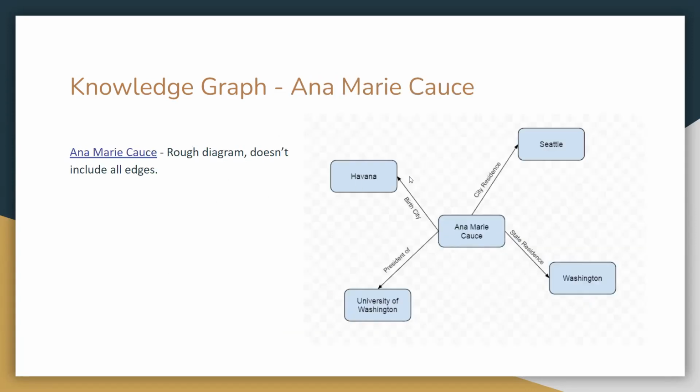For people like Anna Mary Kaus, the same thing applies where this is a link. The edges still are links to other pages. And here you can see that Seattle is another node, and its relationship is the city residents. And here you can see a relationship to University of Washington, which is she's the president of University of Washington, or the birth city is Havana, and this person's state residence is Washington.